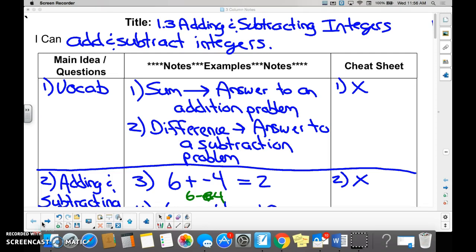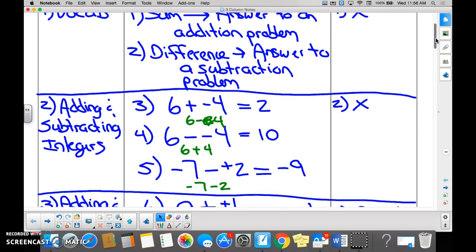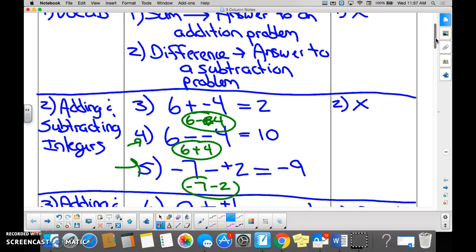So first of all, the vocab, sum and difference, I think you guys are good with those. Number 2 is just some examples of adding and subtracting integers. And we said that when you take 6 plus negative 4, I'm sorry for the messiness here, you really have 6 minus 4. When you have 6 minus negative 4, it's really 6 plus 4. And when you have negative 7 minus a positive 2, it's really negative 7 minus 2. And most of you said, I don't really know why Mr. Pottinger rewrote them like that.